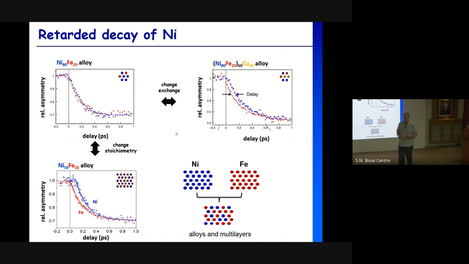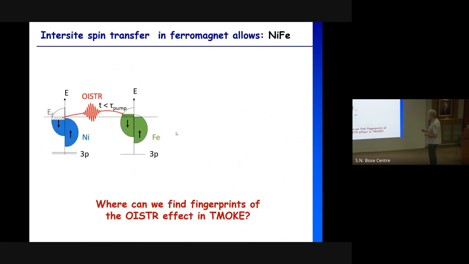Why is iron faster than nickel? So we asked Sangeeta to also calculate and check the density of states here, and that is now really the case. Also here we have an OISTR effect: we excite from the nickel minority electrons into the minority states of iron. They are ferromagnetically coupled. So that means we do not reduce the magnetization in both systems. In nickel, we even increase the magnetization, because we reduce the number of minority electrons. And in iron, we increase the demagnetization because we increase the number of minority electrons.